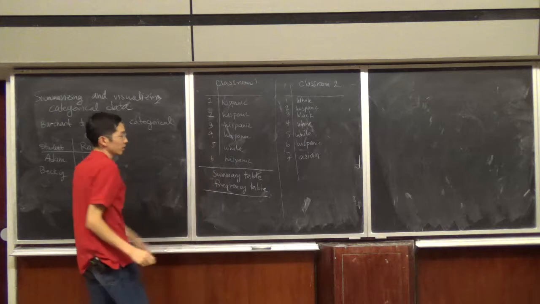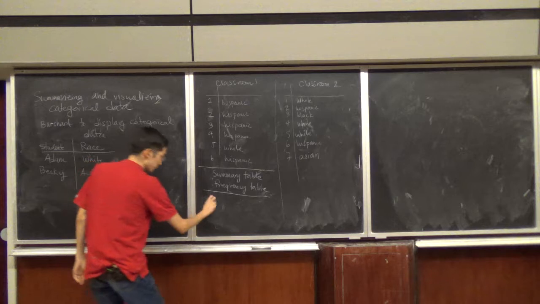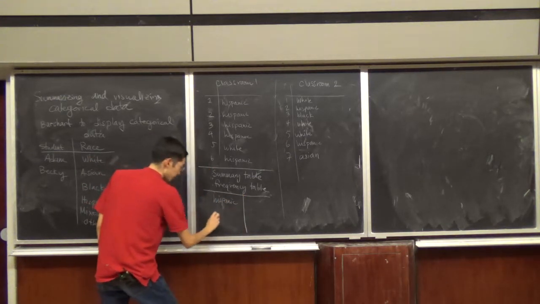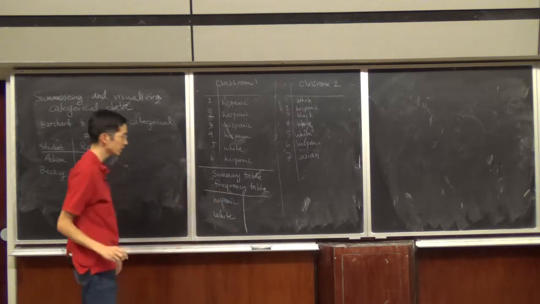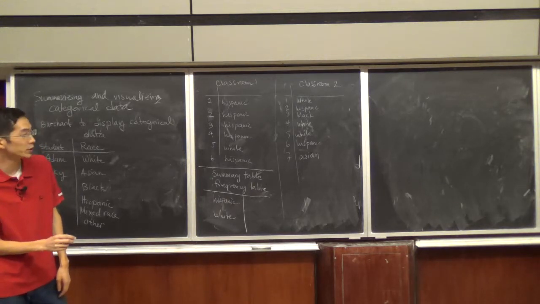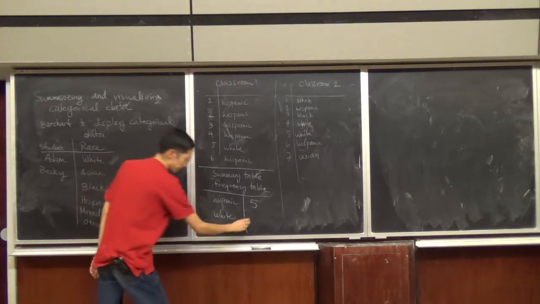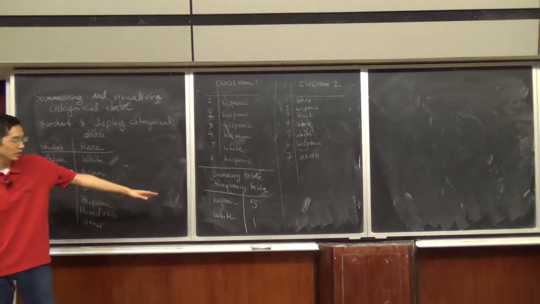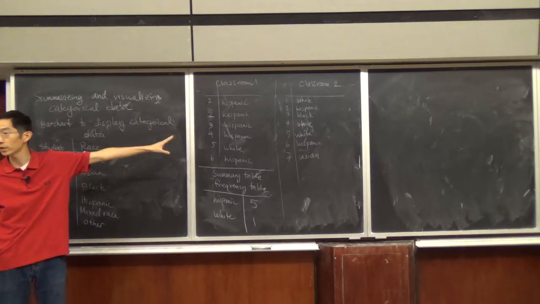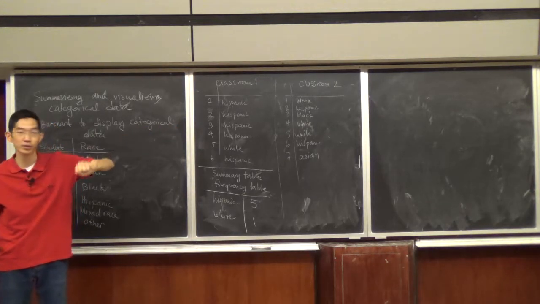And so far, how many different races are represented in classroom 1? 2. We have Hispanic or Latino students, and then we also have white students. How many Hispanic or Latino students do we have in classroom 1? We have 5. And how many white students do we have? 1. Okay, so this would be my frequency table for classroom 1. Is that okay? All right, go ahead and make a frequency table for classroom 2.